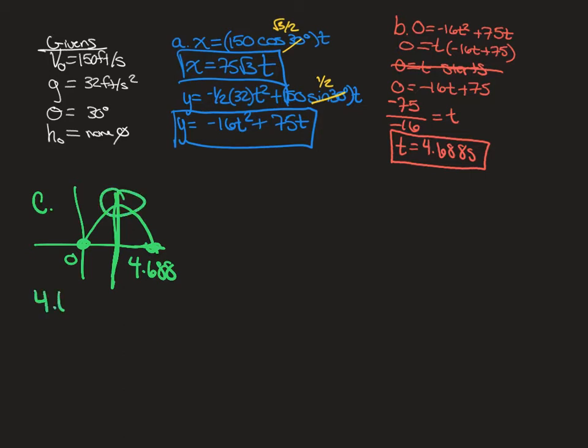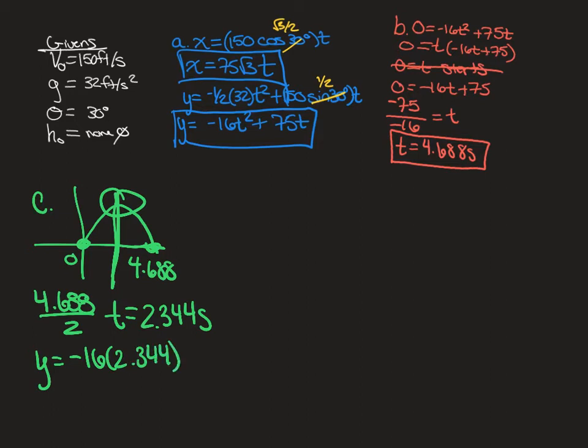So you're going to take the time that you were in the air, and you're going to divide it by 2. And so that means that my maximum height happens at 2.344 seconds. So now I can take that and plug it into my y, because my y is a height thing. So y equals negative 16 times 2.344 squared plus 75 times 2.344. And I'm just going to type that in my calculator. Make my life nice and easy.